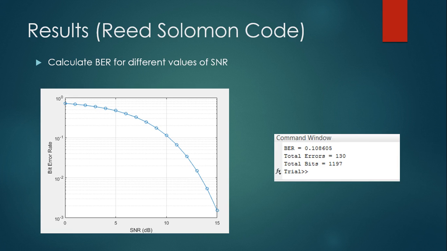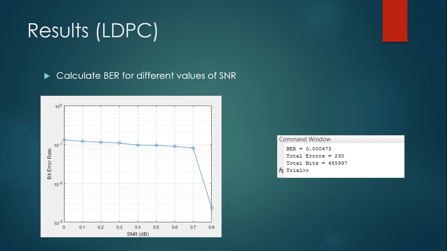For example, in this case, I started the SNR value from 0 to 15, and based on that, I had different values of bit error rate, and I plotted them in MATLAB. And on the right side, I can see a command window. This is basically a Reed-Solomon encoder and decoder, and I have displayed the bit error rate, total number of errors, and total number of bits. These are two different MATLAB scripts for Reed-Solomon.